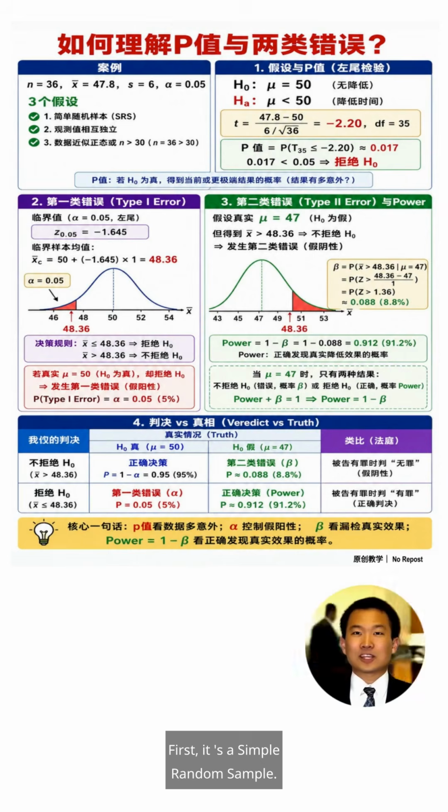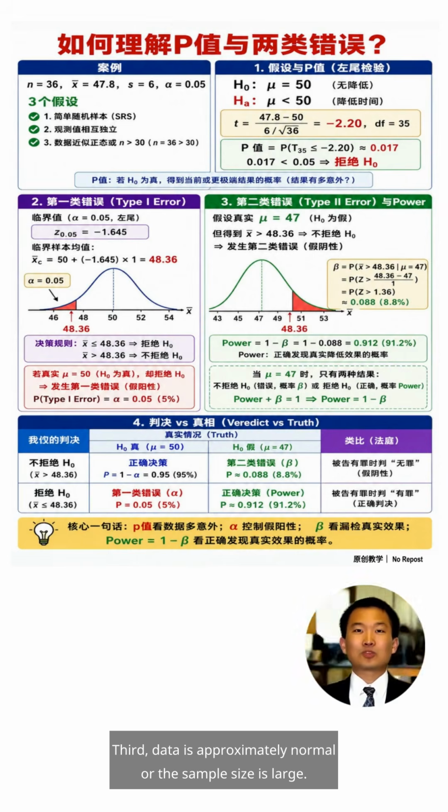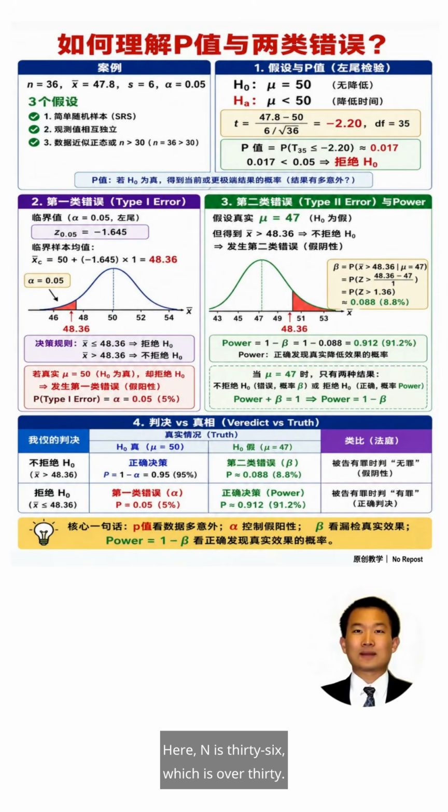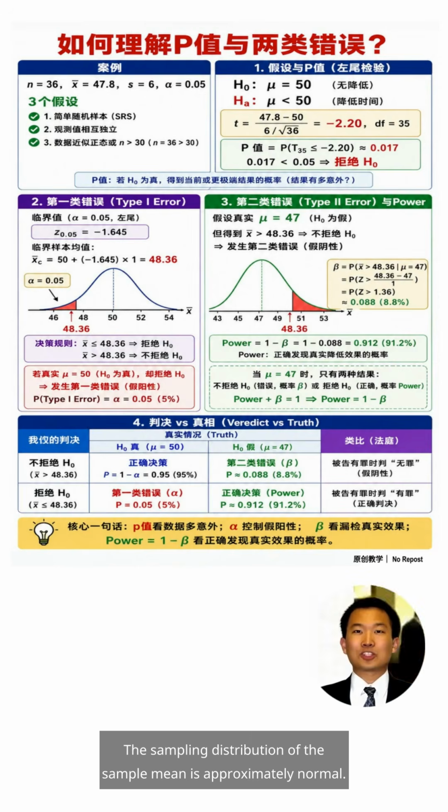First, it's a simple random sample. Second, observations are independent. Third, data is approximately normal, or the sample size is large. Here, n is 36, which is over 30. The sampling distribution of the sample mean is approximately normal.